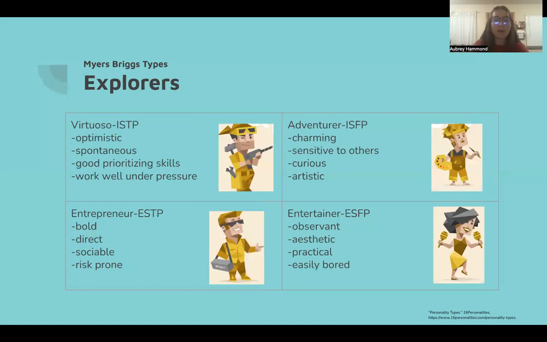The third one, we have the virtuoso, which is ISTP. They're optimistic, spontaneous, they have good prioritization skills, and they work well under pressure. And adventurer, which is our ISFP: charming, sensitive to others, curious, artistic. Entrepreneur, our ESTPs, they're bold, direct, sociable, and risk prone. Entertainers are ESFPs, they're observant, aesthetic, practical, but they're easily bored.